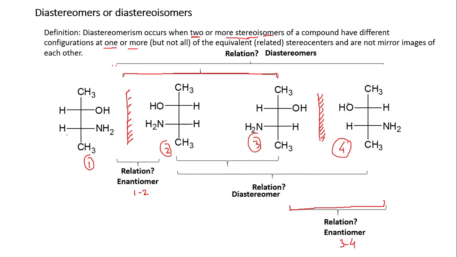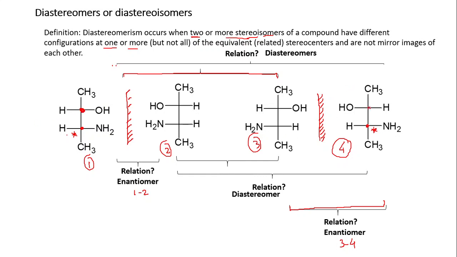So 1 and 4 are diastereomers. How so? Because if you look at the arrangement of this carbon, this is an achiral carbon, right? So this is an achiral carbon. This carbon's relative arrangement is the same, but this carbon's relative arrangement has changed.